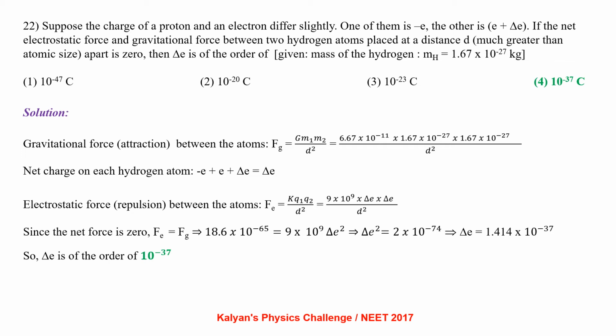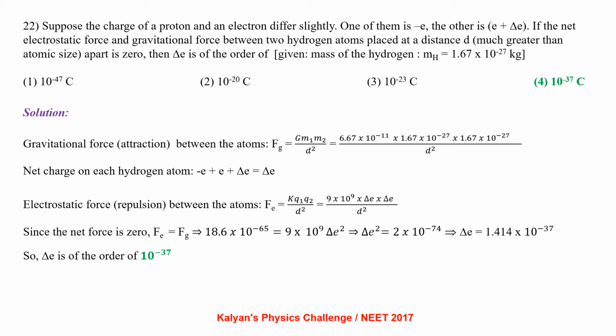This is a calculation oriented problem. You know the gravitational force between two point masses is given by the formula F equal to G m1 m2 by d square. You substitute the known values, that is capital G and the masses. Now coming to the electrostatic force between two hydrogen atoms. It is given that the charge on the proton is slightly greater than that on the electron. So the total charge carried by a hydrogen atom is given by minus e for the charge on the electron, e plus delta e for the charge on the proton. So the net charge of a hydrogen atom comes out to be delta e.